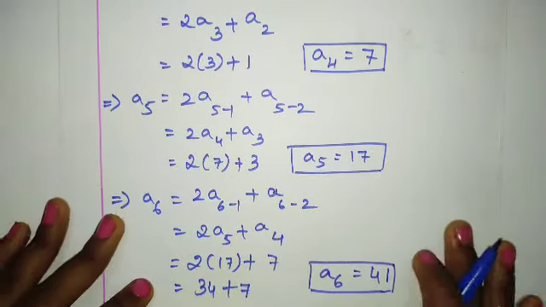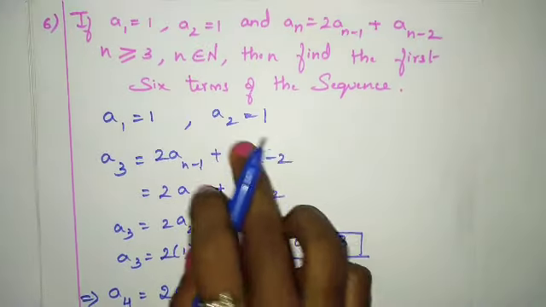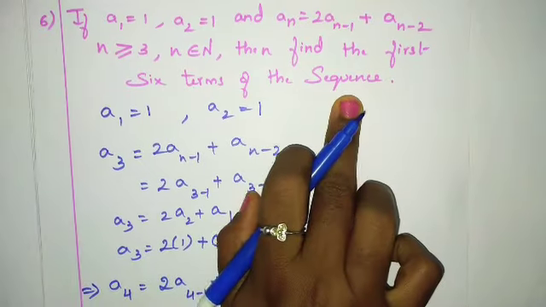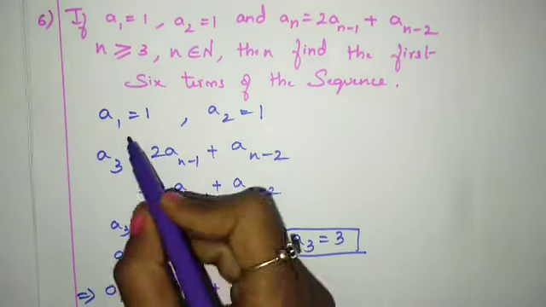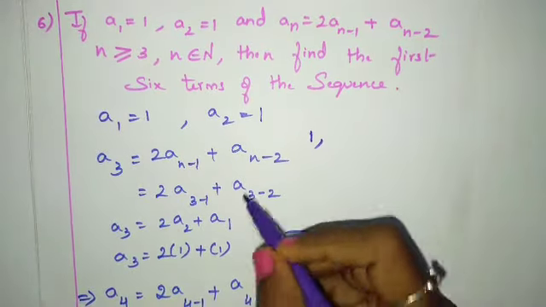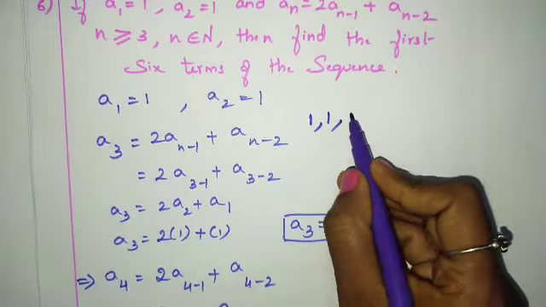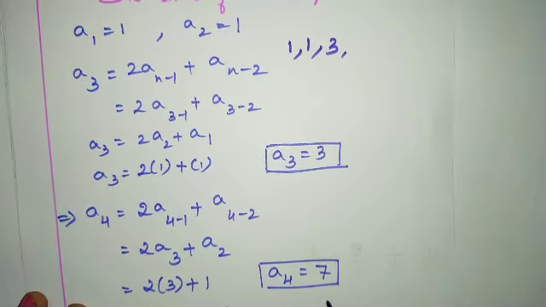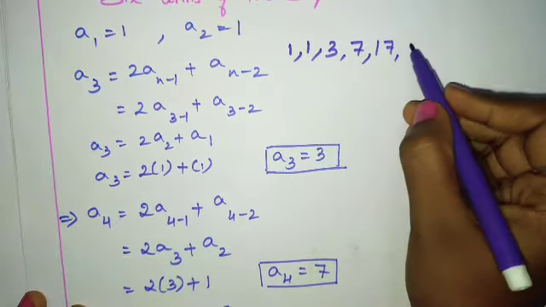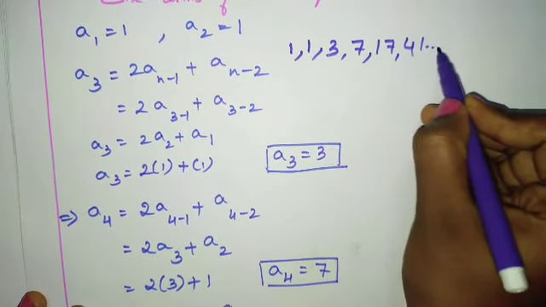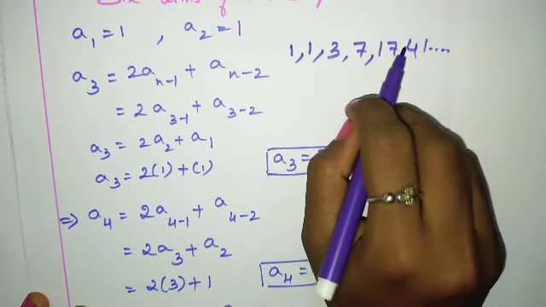Got it? So what have they asked you? They asked you the first 6 terms. So now we'll write the whole sequence. a1 is 1, a2 is 1, your a3 is 3, then your a4 is 7, a5 is 17, a6 is 41. So these are the first 6 terms of this sequence.